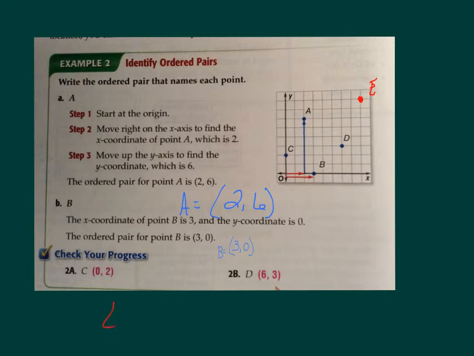Okay. E, ladies and gentlemen, is going to start at your origin again. You're going to go over 1, 2, 3, 4, 5, 6, 7, 8. So your x coordinate, in this case right here, is 8. Starting over here at the x coordinate, moving up, 1, 2, 3, 4, 5, 6, 7, 8. I'm sorry that my arrow was off there. It should be right here, like this. Okay? So the correct coordinate for E, ladies and gentlemen, is going to be 8, 8.